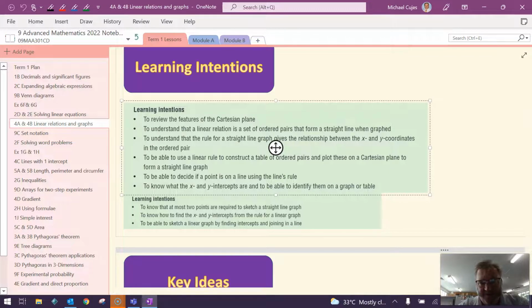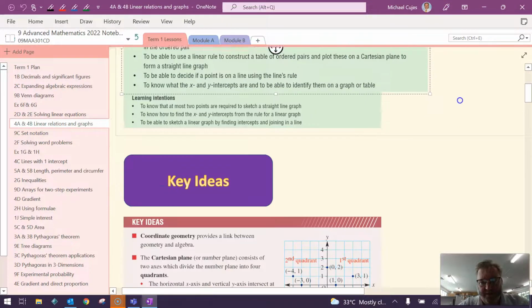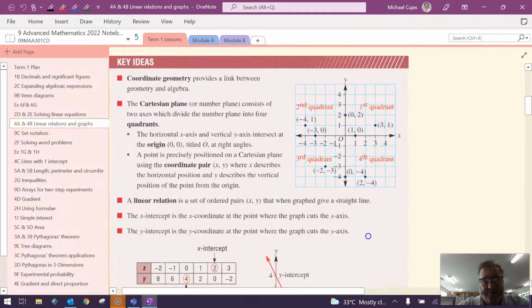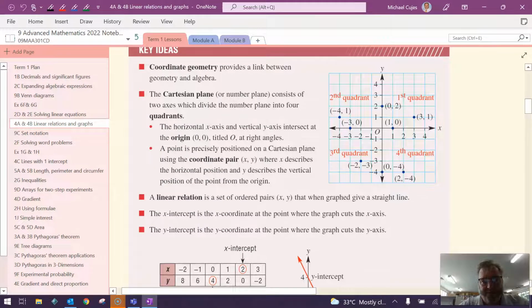The learning intentions up there are what we're going to try and do, but they're going to be summarised by what I teach you underneath, so you can read them if you like. If you're not sure about any at the end, you can always come and ask me about them.